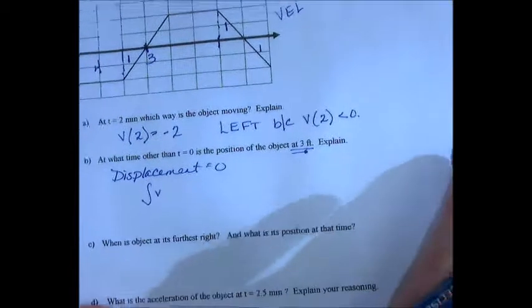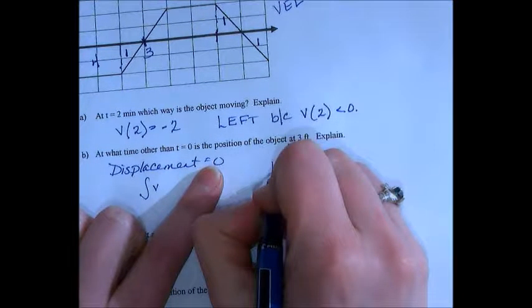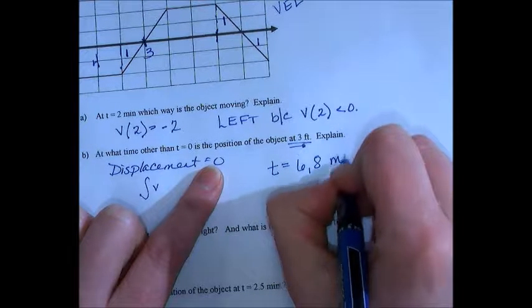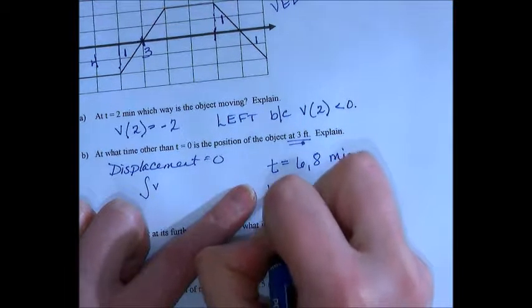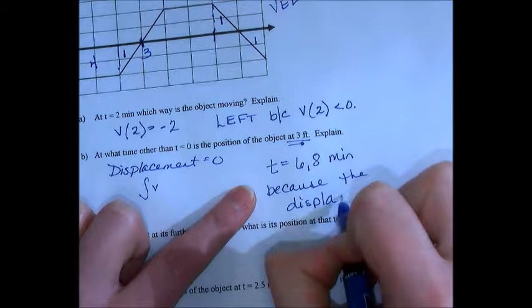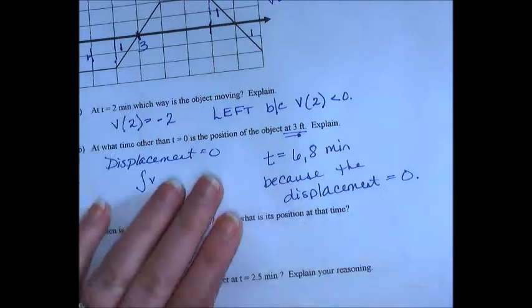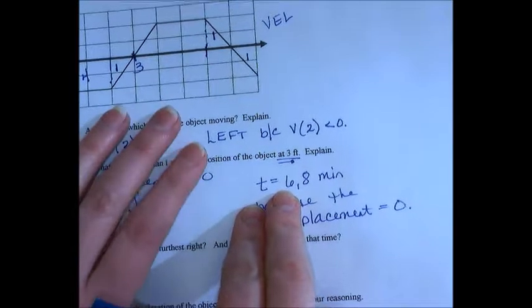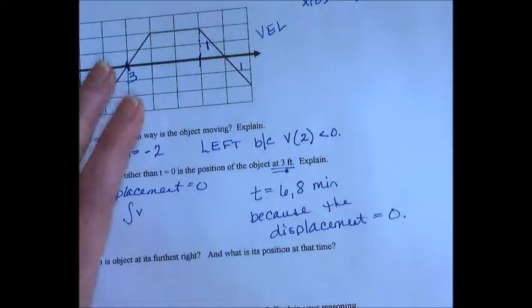So I'm going to say, for this answer, at what time other than 0, because we start, is the position at 3 feet? At t equals 6 and 8 minutes. And why are we there? Because the displacement is 0. So I start at 3 feet, that's my starting position. If the displacement at 6 minutes is 0, then I'm back at 3 feet. And if at 8 minutes the displacement's at 0, I'm also back at 3 feet.